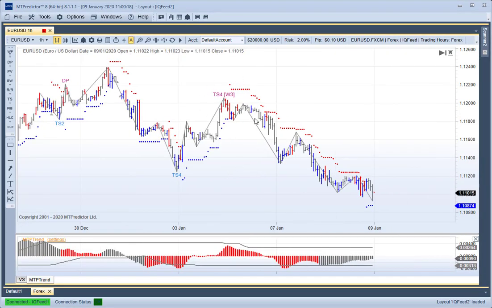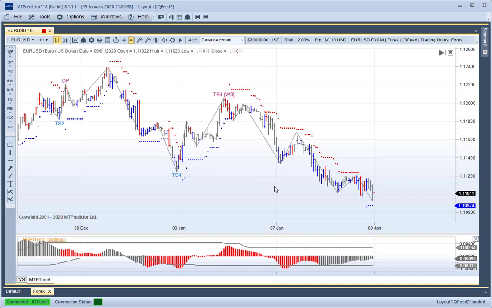So the setup that I want to look at is the one we were covering in our MTPredictor training webinar a bit earlier in the week, which is this TS4 W3 trade setup. So I want to have a closer look at this. The W3 trade setup is one of our favorite trade setups because it has the highest profit potential in relation to the smallest initial risk, as we'll see in a minute.